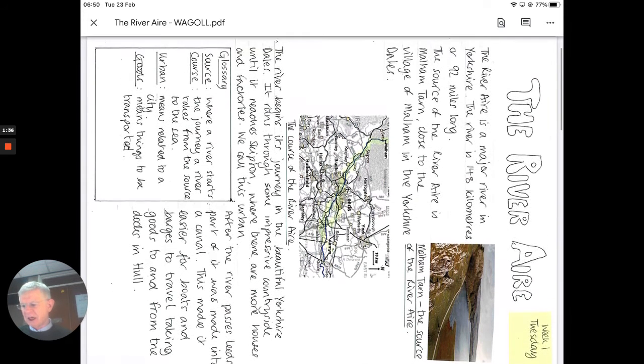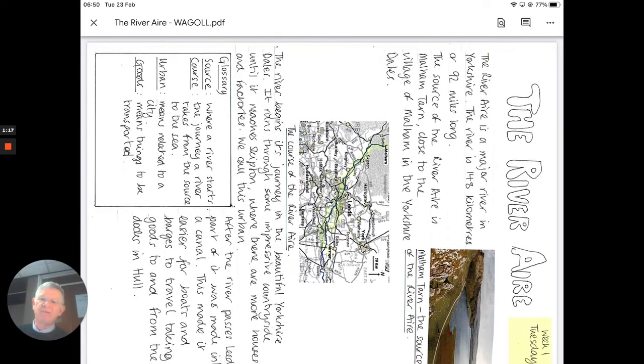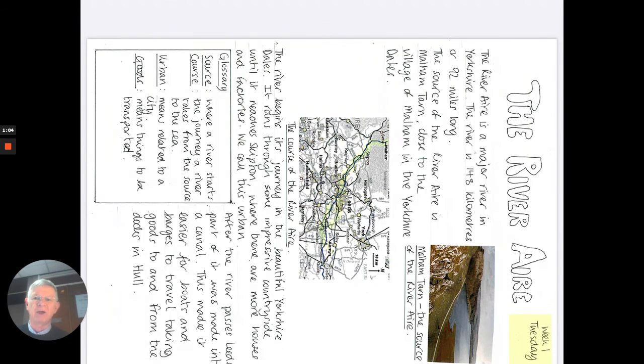On the first page, I've talked about it being a major river in Yorkshire. I've given some facts about it, and I've put in the map showing the course of the river. I've also said that it begins its journey in the Yorkshire Dales, and in this bottom left-hand corner I've put a glossary. A glossary is that page in a book that tells you what some of the words mean. So because we're using geography words, we can explain what they mean on here. So that, I think, would be a good first day's bit of work, just talking about the river, where it starts, how long it is, where it flows.